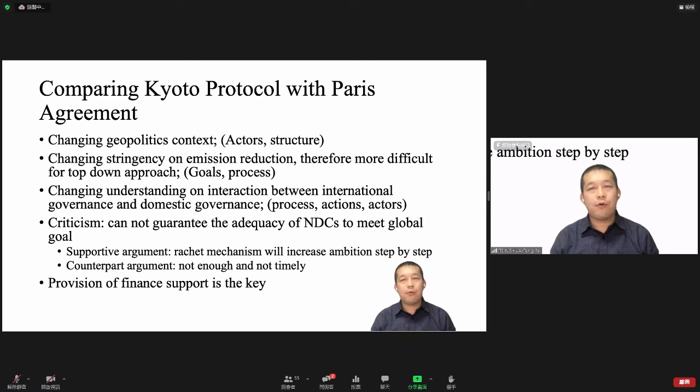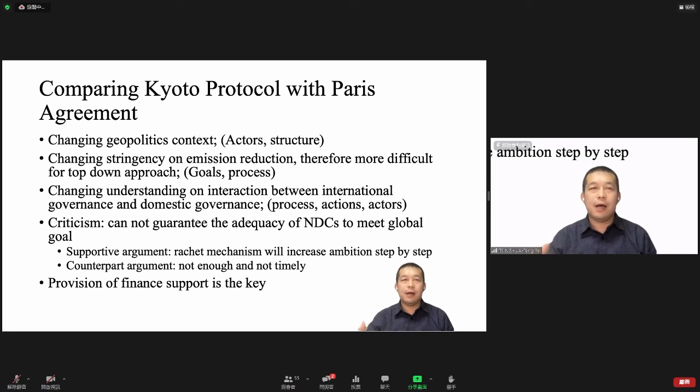But the Paris Agreement is not perfect. There is criticism on this because, as you have seen from the first slide, there is an emission gap. We are still not there. The argument generally said we cannot guarantee the adequacy of NDCs to meet the global goal. But the response is yes, but we have the global stocktake as a ratchet mechanism to increase ambition over time, and we will finally achieve that.